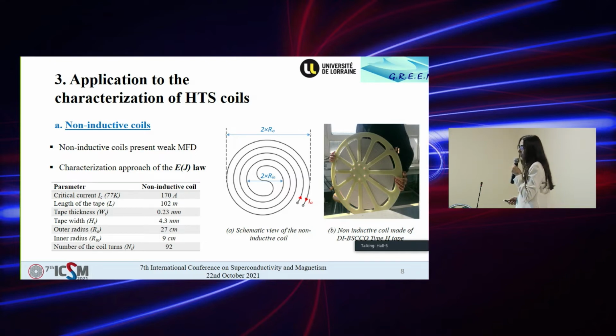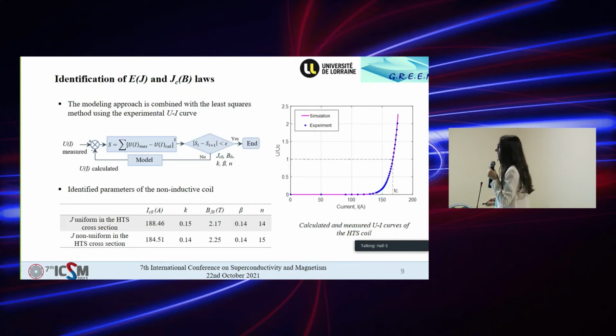Being non-inductive, the magnetic field around the coil is weak, close to the self-field of the tape, and below the values considered in the experimental data giving the Jc of B dependency. So to overcome this problem, a characterization method is proposed at the coil scale, and I will present it in the next one. The modeling approach is combined with a least squares method using the experimental voltage-current curve to identify the parameters of Kim's law, giving the Jc of B dependency, and the exponent n of the power law.